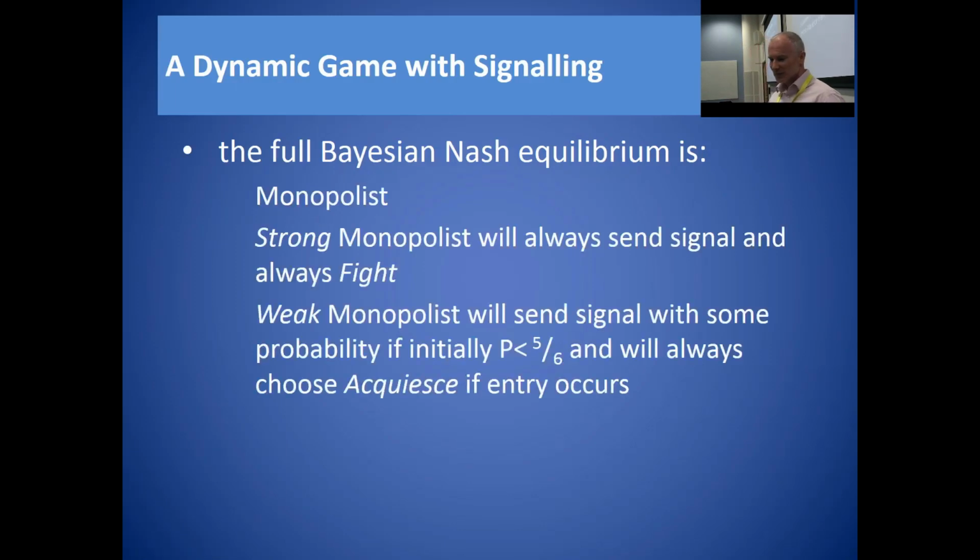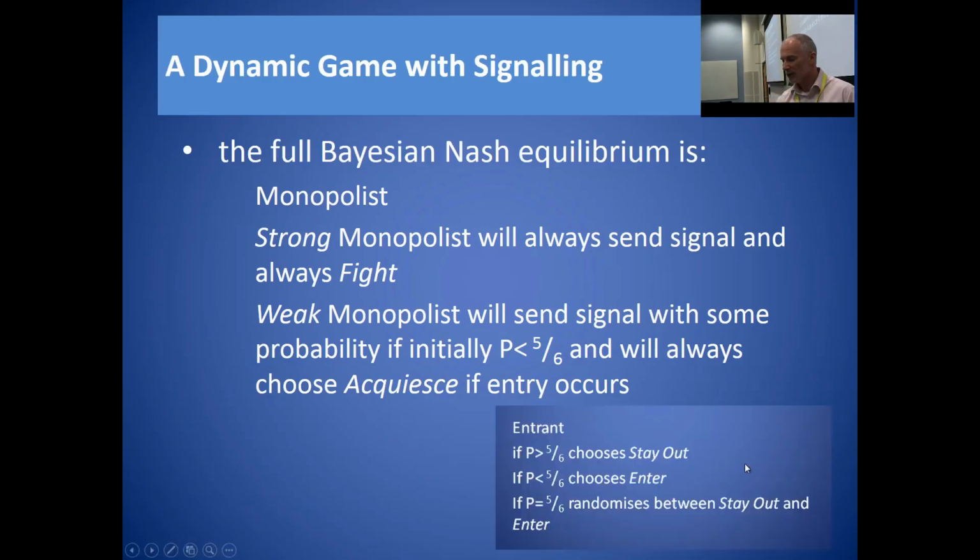Hence, what would we say then? Formally then, the full Bayesian Nash equilibrium would be this. Firstly, the monopolist chooses its optimal strategies. We said that the strong monopolist will always choose to send a signal, and it will always fight market entry. So those are its actions, contingent upon its type. If it's strong, send the signal with a probability of 1. If market entry does occur, it will always choose to fight.